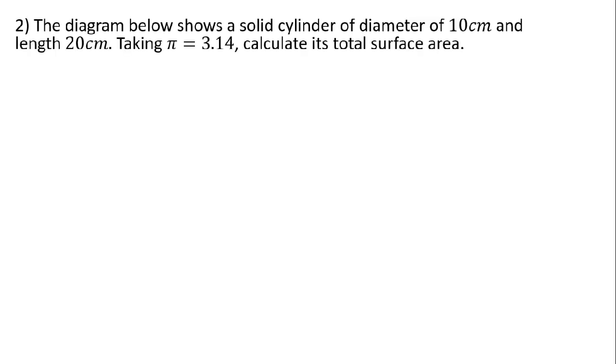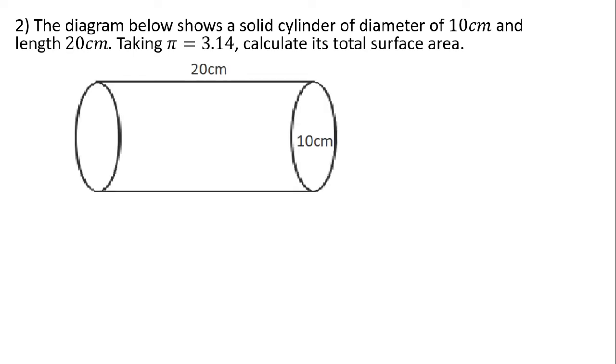The diagram below shows a solid cylinder of diameter of 10 centimeters and length 20 centimeters. Taking pi is equal to 3.14. Calculate its total surface area. So it's not always that pi will be given as 22/7. Sometimes they can say take pi as 3.14 or 3.142. So this one is saying calculate its total surface area.